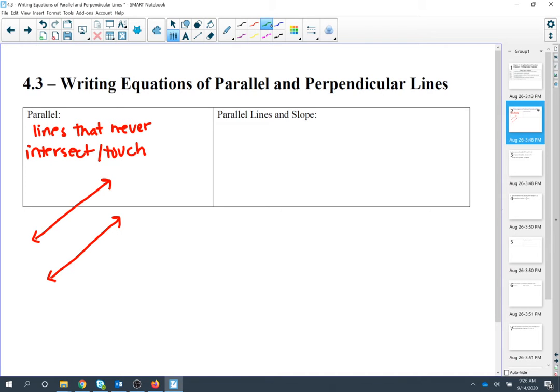In geometry, the way that you show parallel lines is you give them the same little arrow marking, meaning they're never going to touch each other, they're never going to run into each other. Now, what this means graphically, so parallel lines and slope, is that they have the same exact slope. So if the first line here has a slope of 1/4, that means the second line also has a slope of 1/4. If this guy rises 1 and runs 4, then this guy rises 1 and runs 4. They're exactly the same thing.